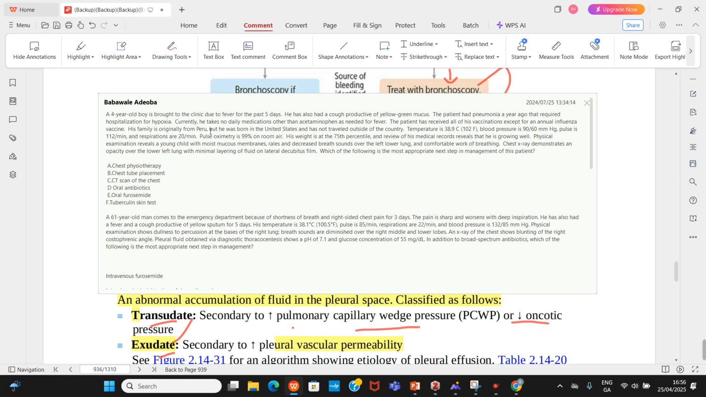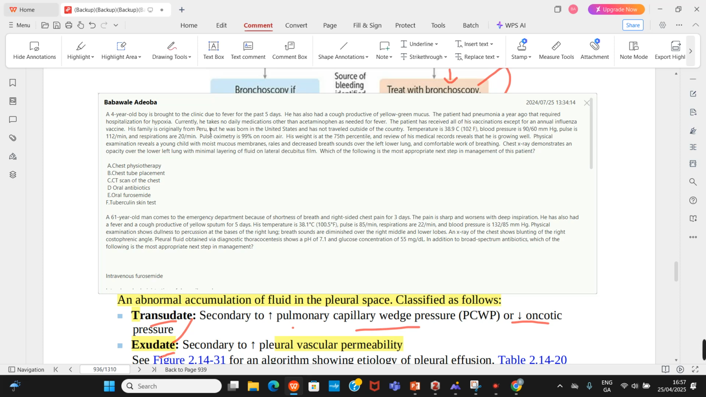Oral antibiotics. We want to start oral antibiotics before doing the chest tube. It could just be an uncomplicated effusion, so you might not need to put in a chest tube. There's minimal layering. If it's very complicated, you'll be seeing loculations, which could be a pointer to something much more severe going on. But this is just small layering. The effusion is not that much.